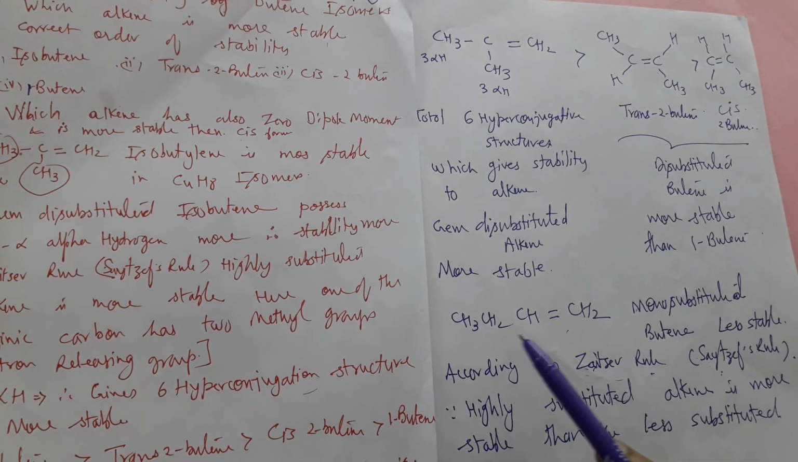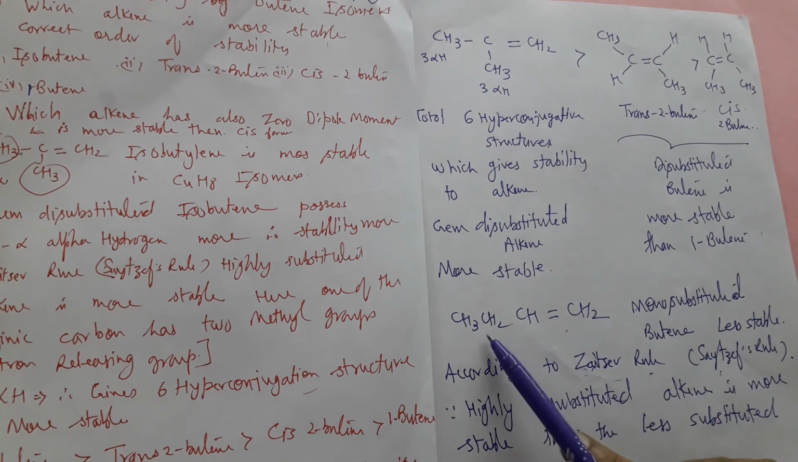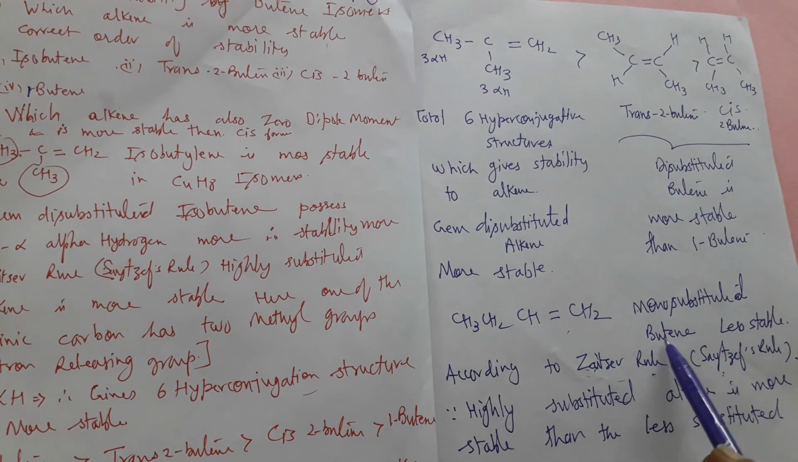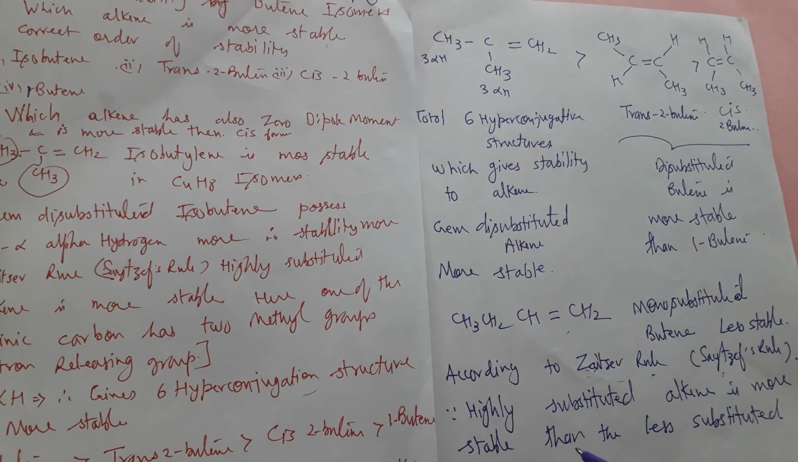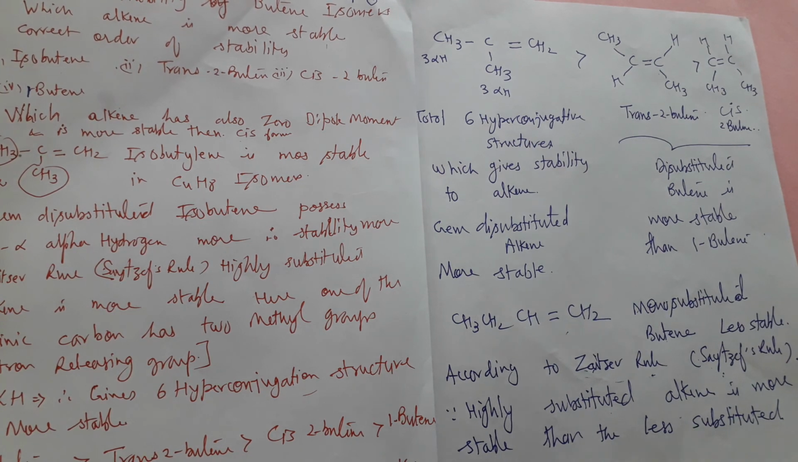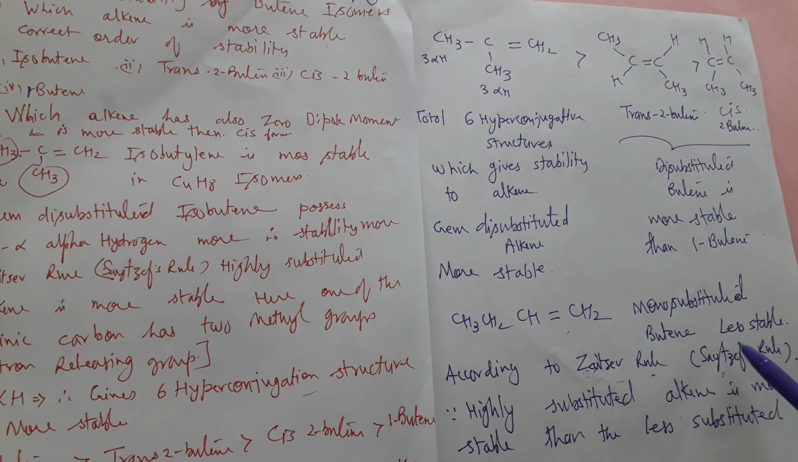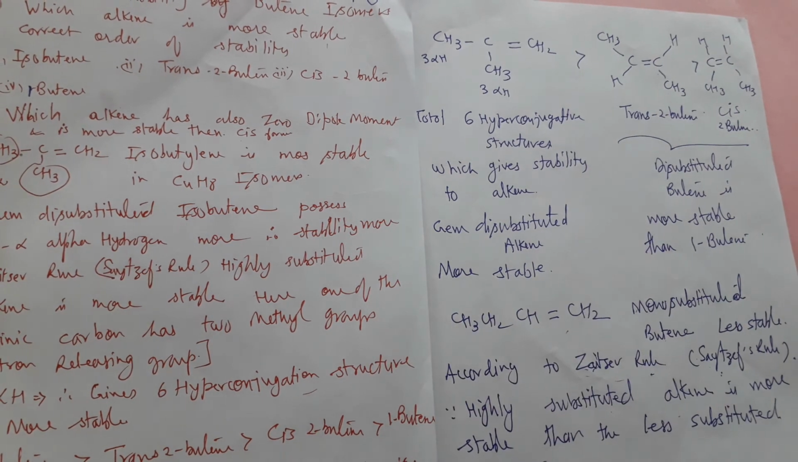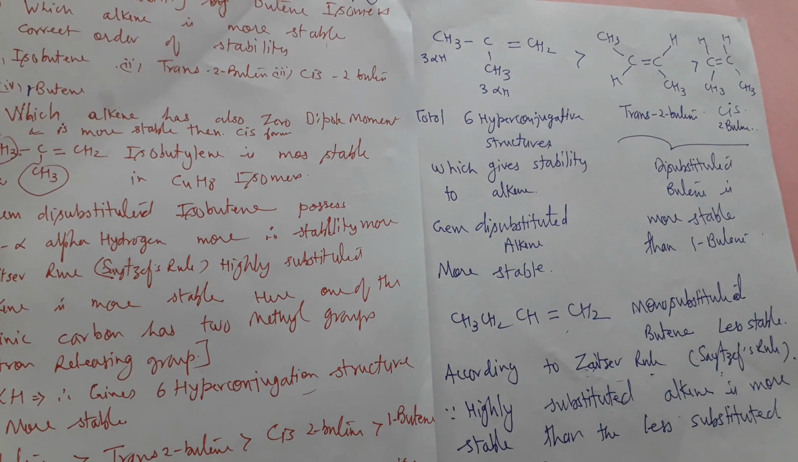So here CH3CH=CH2 is 1-butene, a monosubstituted butene, less stable according to the Saytzeff rule. So a highly substituted alkene is more stable than a less substituted alkene, that is the Saytzeff rule. So you got this idea. This is a very important and tricky question, but very easy to do.